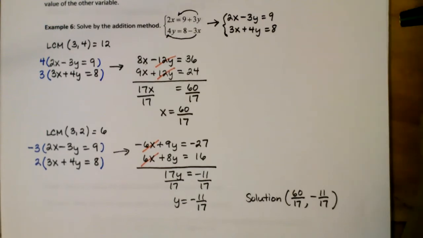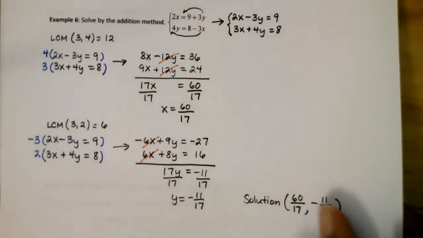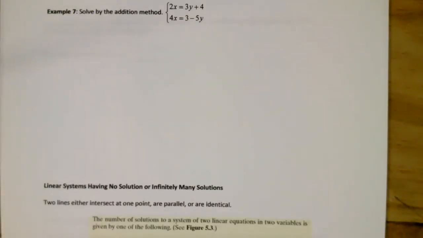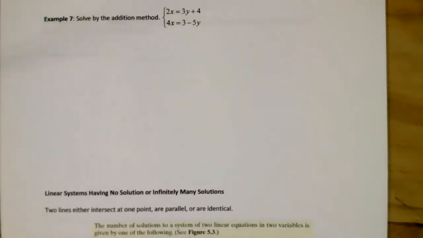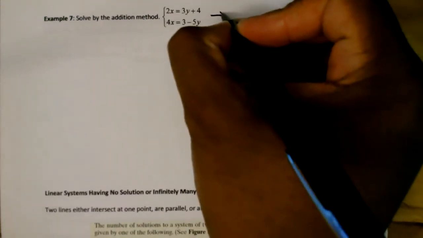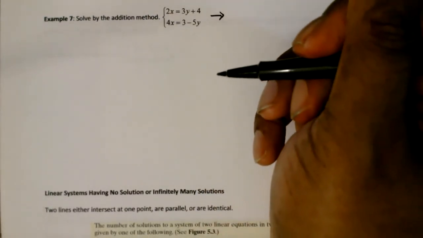Okay. Here's another example where you do have some cumbersome arithmetic where your x is going to be in the form of a fraction. Okay, so let's say you want to solve this by the addition method. Here we got 2x is equal to 3y plus 4, and 4x is equal to 3 minus 5y. Both of these equations need to be written in the form where all the x's and the y's are on one side and the constant term is on the other side.